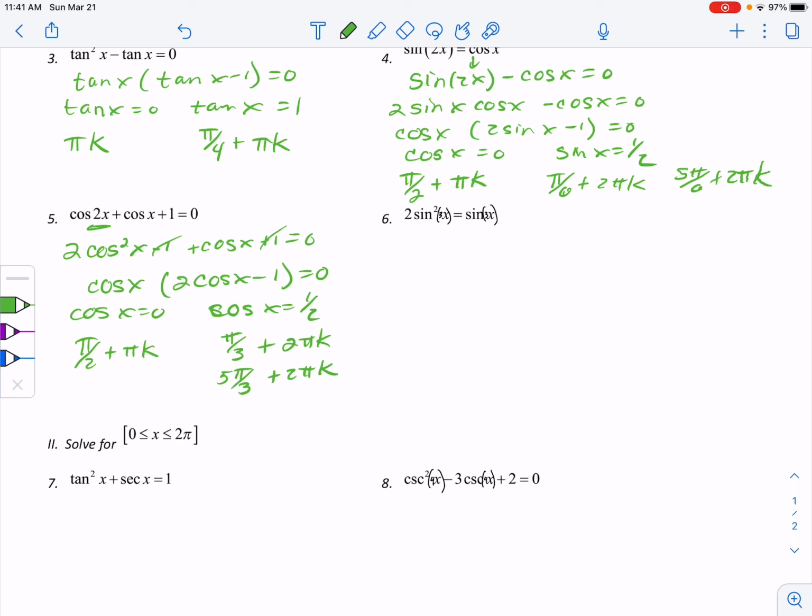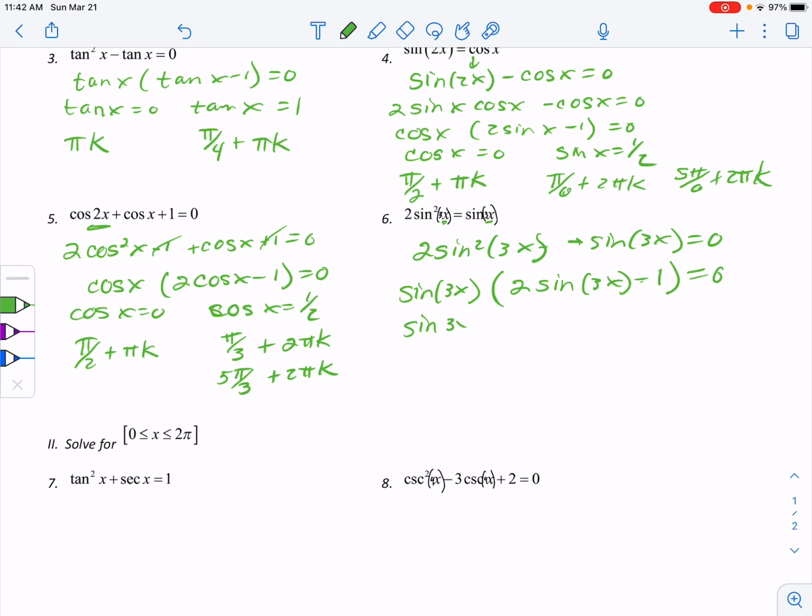All right, this one we squished in there because we knew we needed some multiple angles. Remember, that's changing the period so that how frequently it equals a value is going to change. So you have 2 sine squared of 3x minus sine of 3x equals 0. So you set it equal to 0. You're going to factor out the sine of 3x, and you're left with 2 sine of 3x minus 1. And then the sine of 3x equals 0, and the sine of 3x equals a half.